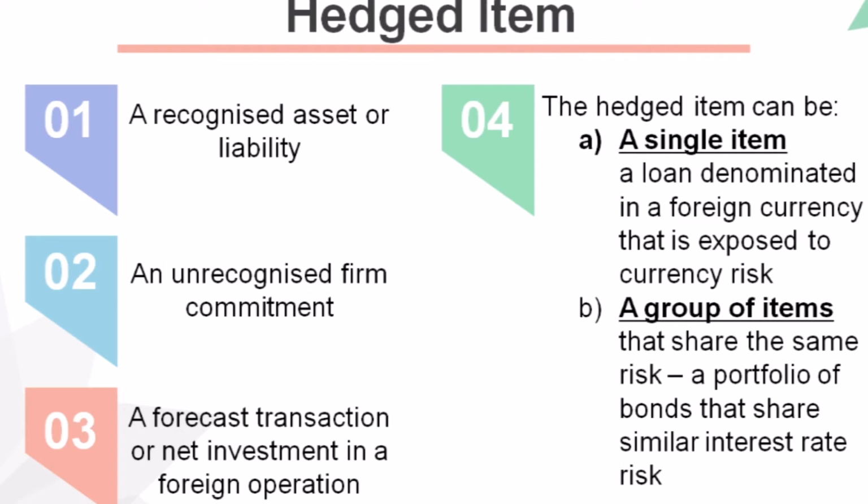Okay, now I will talk about the hedge item. A hedge item consists of a recognized asset or liability, an unrecognized firm commitment, a forecast transaction, or a net investment in a foreign operation. The hedge item can be a single item or a group of items. What is a single item? A single item is a loan denominated in a foreign currency that is exposed to currency risk. Next, a group of items is a group that shares the same risk. For example, a portfolio of bonds that share similar interest rate risk.